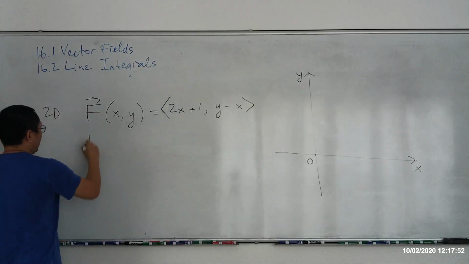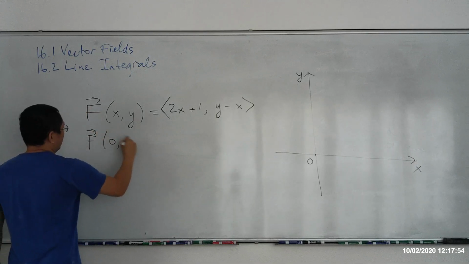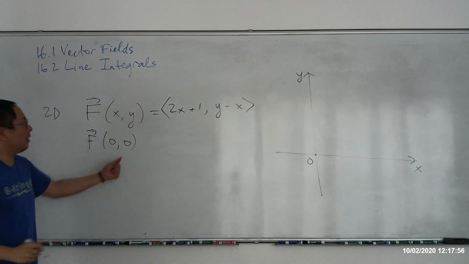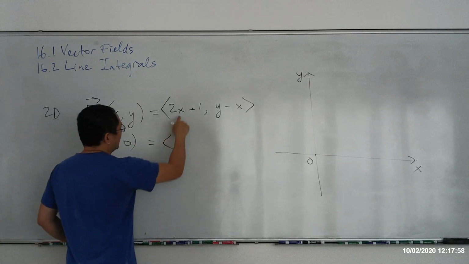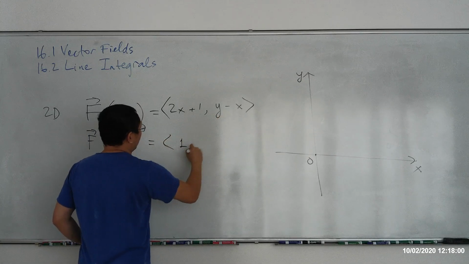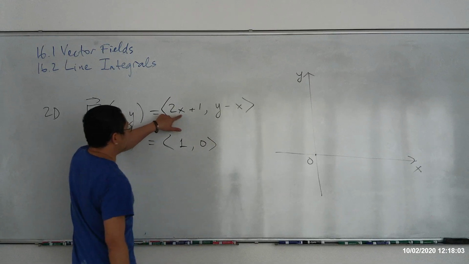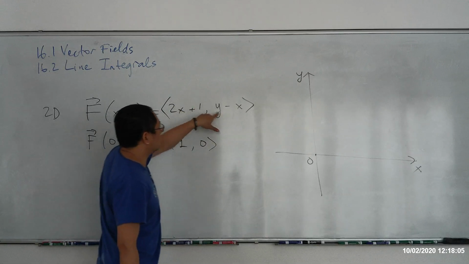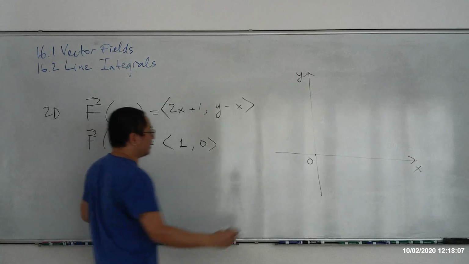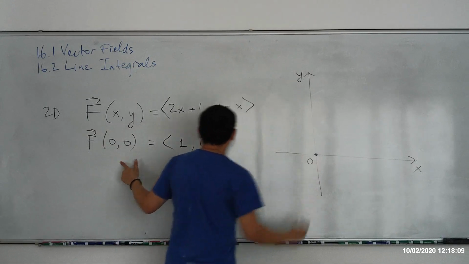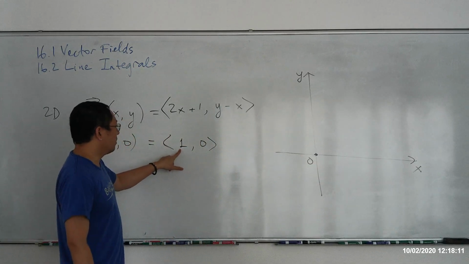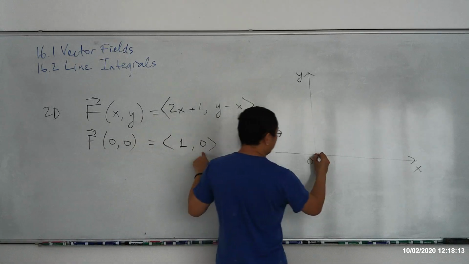So if I plug in f of 0, 0, I plug in x equal to 0, y equals 0, it's going to be 1, 0. Because 2 times 0 is 0 plus 1 is 1, and 0 minus 0 is 0. So at the point 0, 0, the origin right here, we have a vector 1, 0. X is 1, y is 0. Vector is right here.